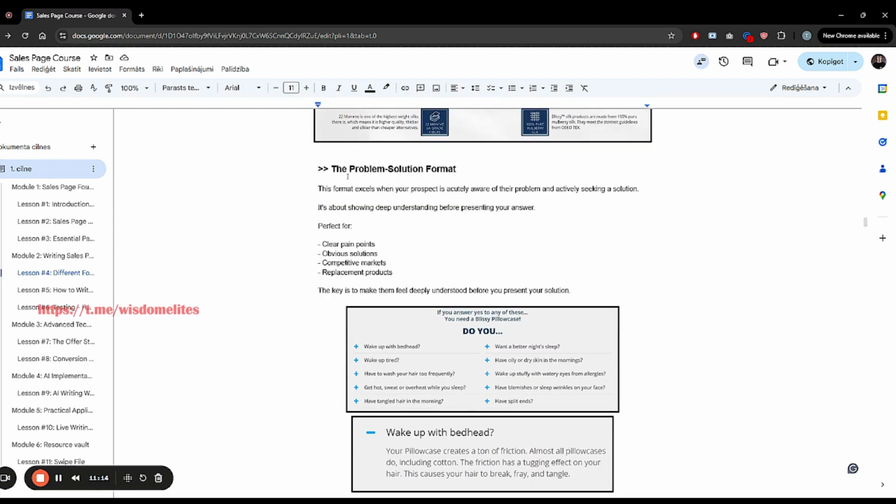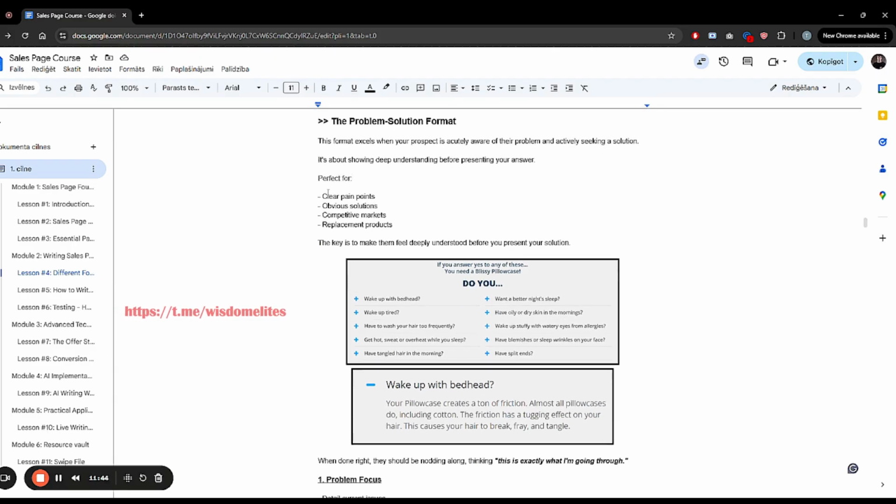Now, the third format is the problem-solution format. So you have a problem, and here's the solution. So this format excels when your prospect is acutely aware of the problem and actively seeking a solution. This is especially beneficial for an older audience who have joint pain, back pain, whatever, like headaches, stomach pain. And it's about showing deep understanding before presenting your answer. So it's perfect for clear pain points, obvious solutions, competitive markets, replacement products. And the key is to make them feel deeply understood before presenting a solution.